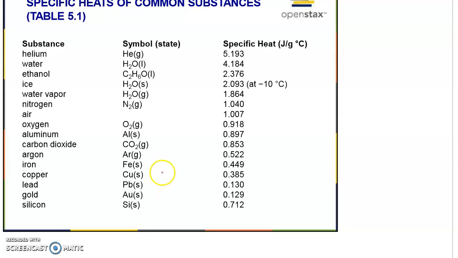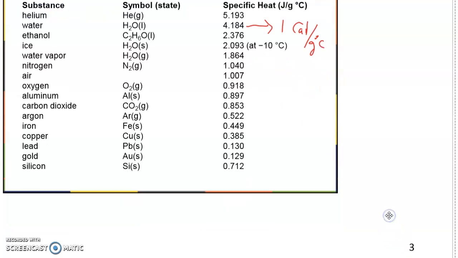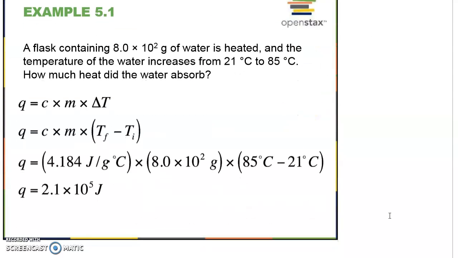Okay, so here's the chart. And by the way, you do not need to memorize this. If you do need to memorize one of them, you can memorize the one for water. Water, the specific heat capacity is 4.184 joules per gram degree Celsius. And it is the same as 1 calorie per gram degree Celsius.